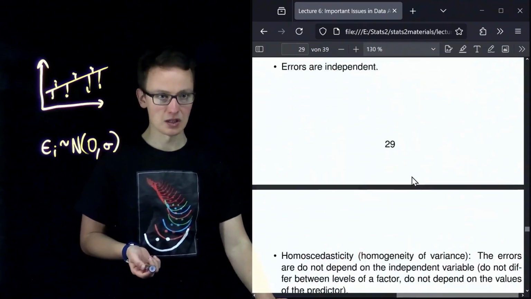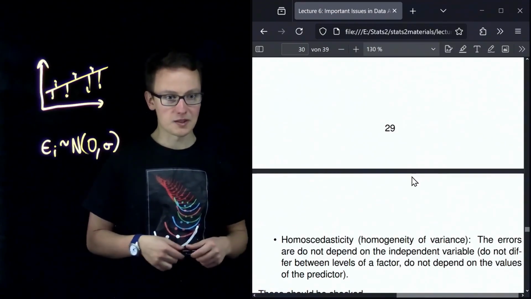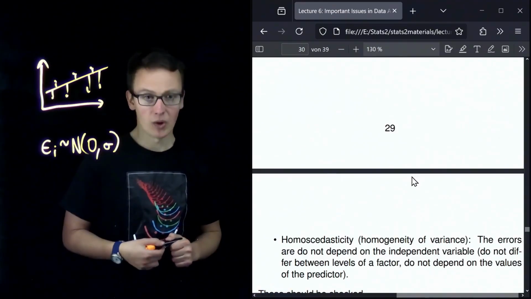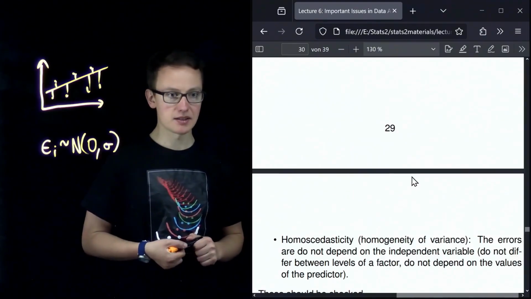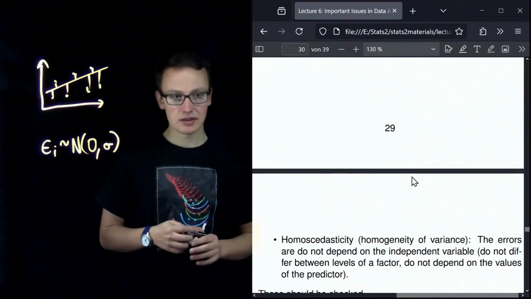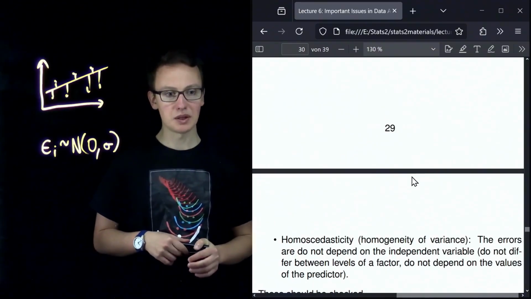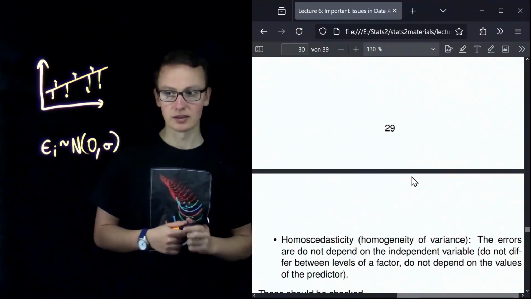That's another assumption. And the third assumption is the assumption of homoscedasticity, also known as homogeneity of variance. This basically means that the errors do not depend on the independent variable. They do not differ between different levels of the factor.